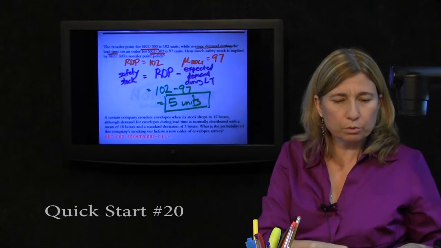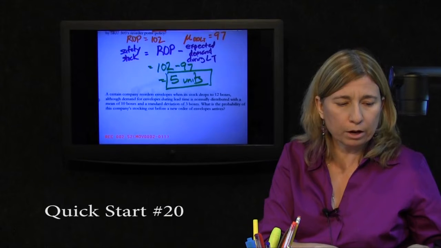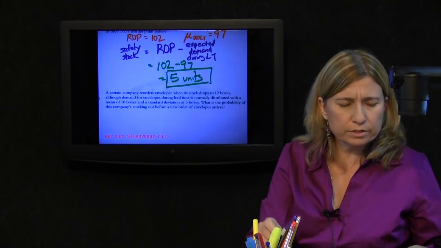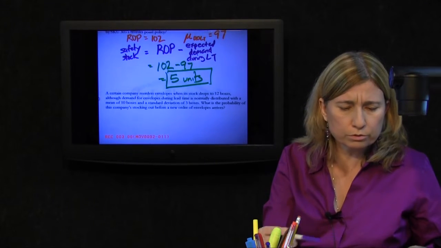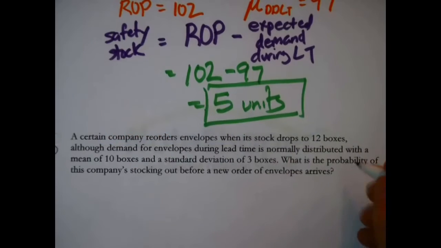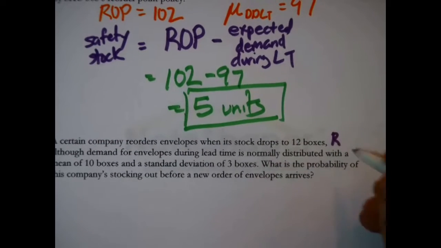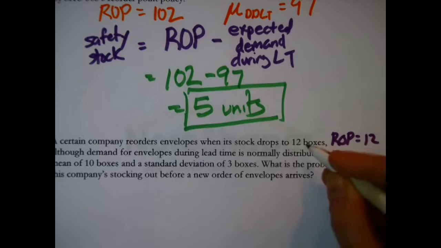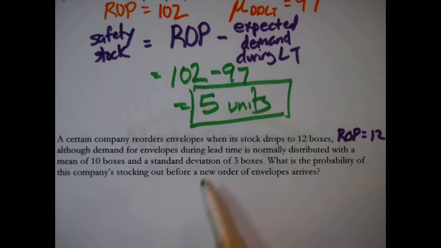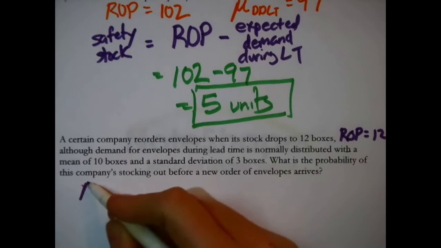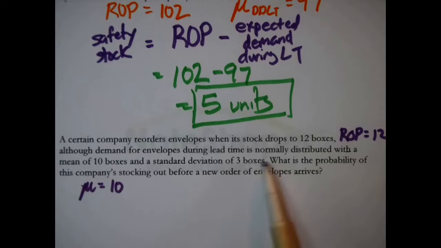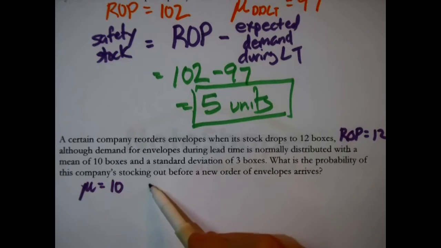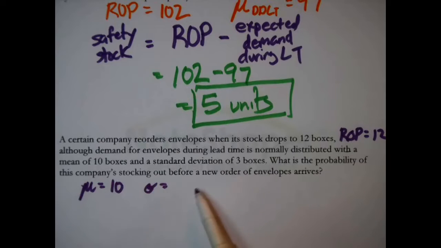Now the next question is also about safety, but not safety stock. A certain company reorders envelopes when its stock drops to 12. Oh, all right. That right there is a reorder point of 12. Although demand for envelopes during lead time is normally distributed with a mean of 10. Okay, so kind of similar to last time. The demand during lead time is 10, except it says some more detail and a standard deviation of 3. So the standard deviation in demand during lead time is 3.